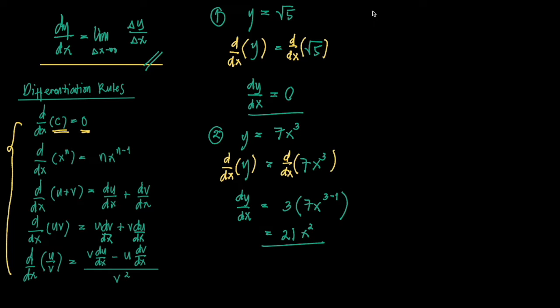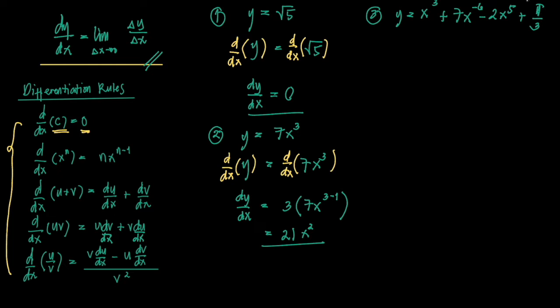So let's have another example. So let's say y is equal to x cubed plus 7x raised to negative 6 minus 2x raised to the fifth power plus pi over 3.